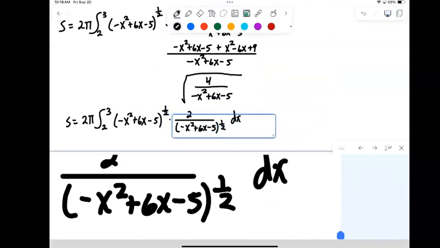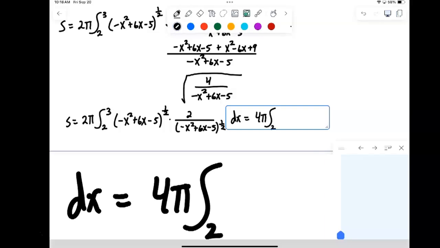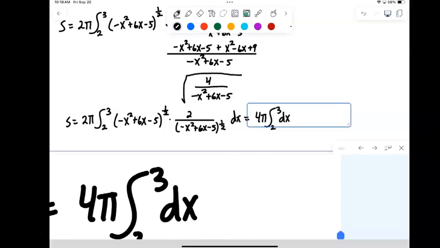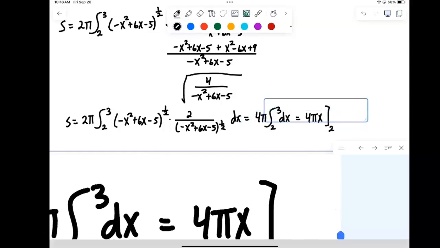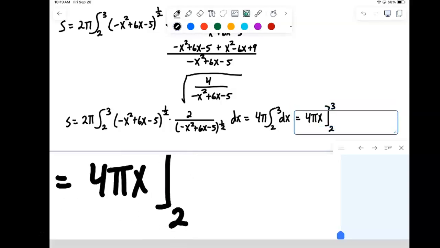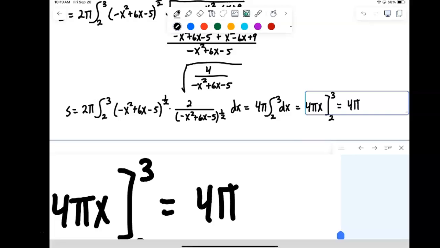Okay, so life becomes good. And we literally just have now the integral of 4 pi dx. Doing so, we have 4 pi x evaluated between 2 and 3. And so we can now compute the surface area. We plug in 3, we get 12 pi. Plug in 2, we get 8 pi. 12 pi minus 8 pi. Turns out we get 4 pi square units.